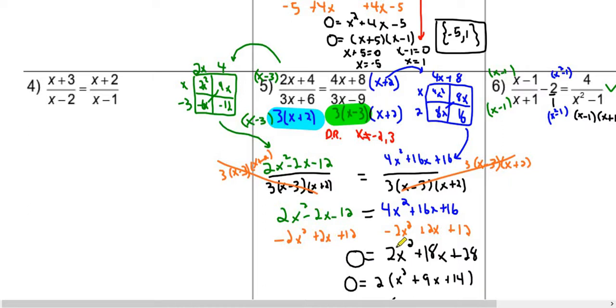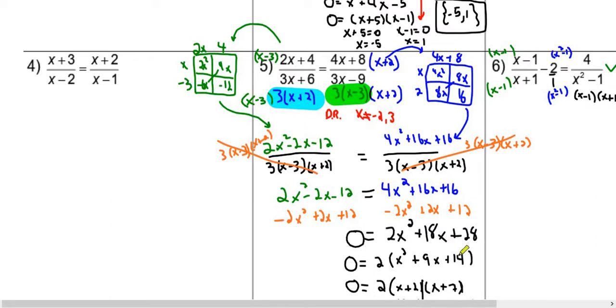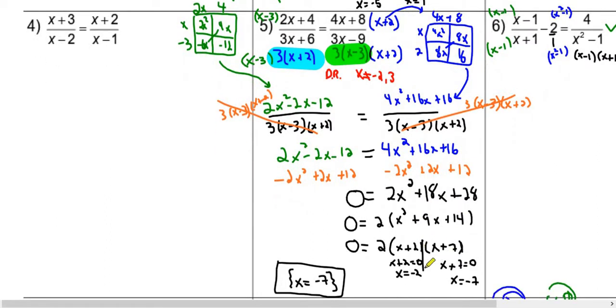Once I do all that and I zero it out, a lot of kids freak out because they're like, oh my goodness, I have a 2 on there? I mean, hypothetically, you might have to use a box, but this GCFs, 2 comes out of 2, 18, and 28, leaving me with 9 and 14, leaving me with 2 and 7. So I set those equal to 0, and I get -2 and -7.